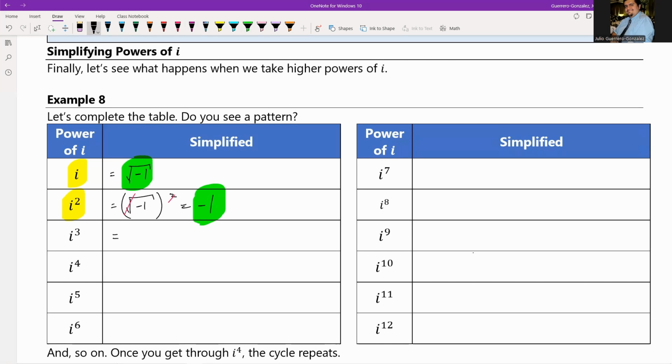i cubed, that is the same thing as i squared times i. We know what i squared is. We can't reduce i other than just make it the square root of -1, but the i squared we can. That's -1, so then this is equal to -i. Okay, that was i cubed. i to the 4th is i squared times i squared. We know what both of these are from up above. -1 times -1, +1.